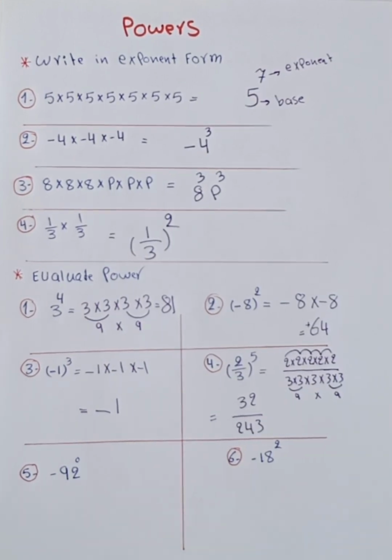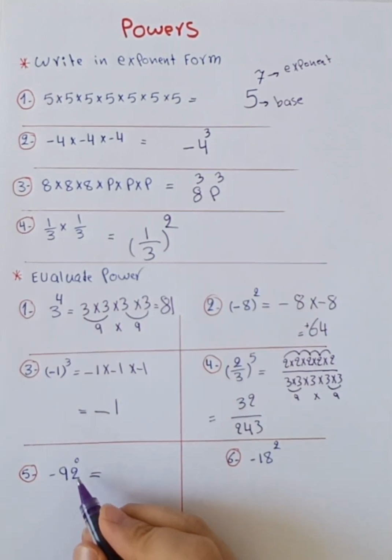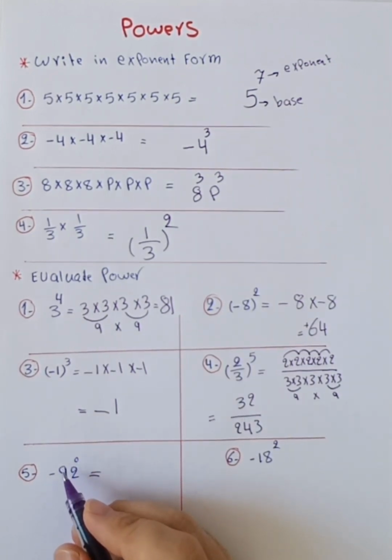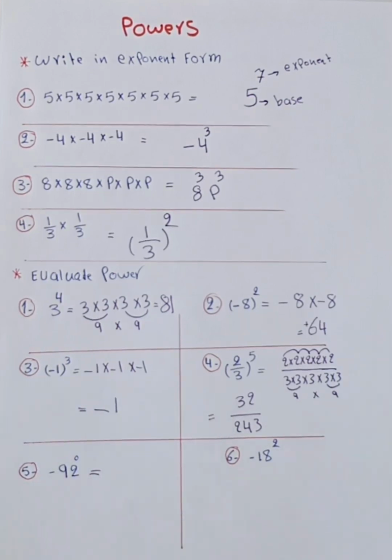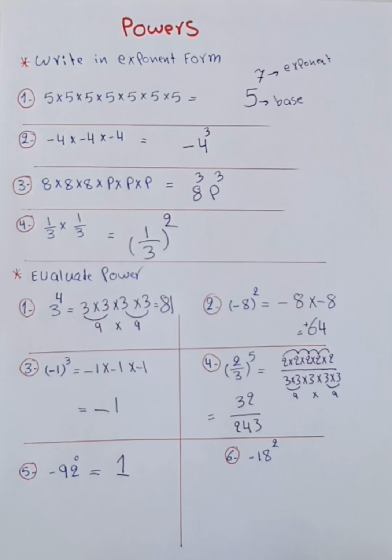Example number 5, we have 0 power of negative 92. When you have 0 as an exponent for any number, the value is always equal to 1.